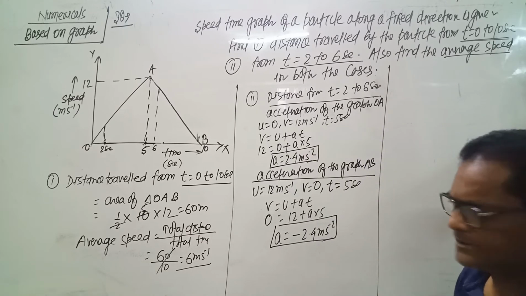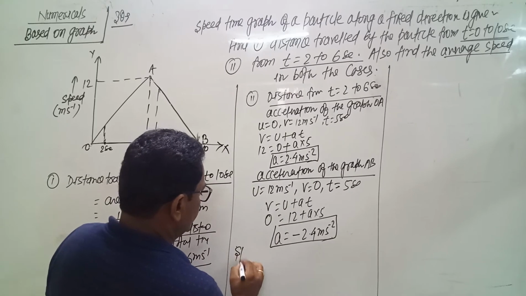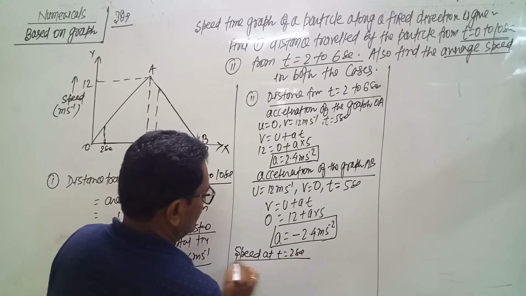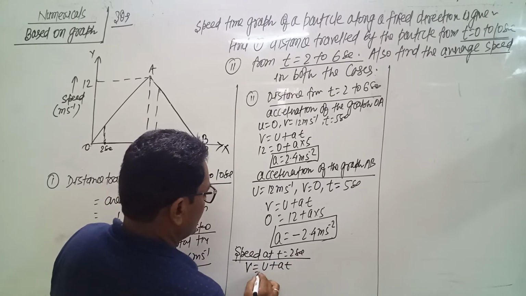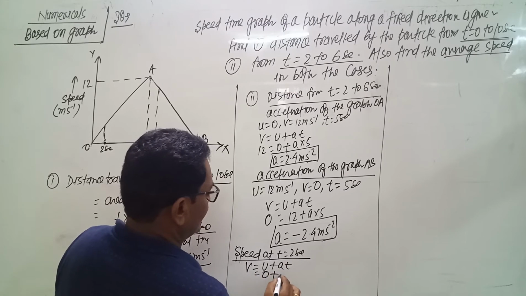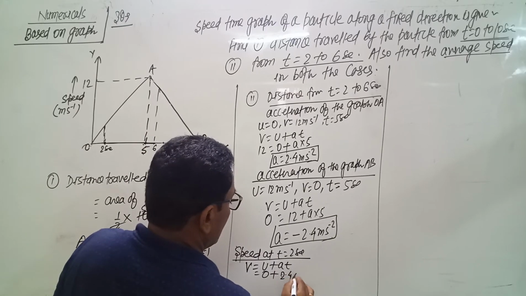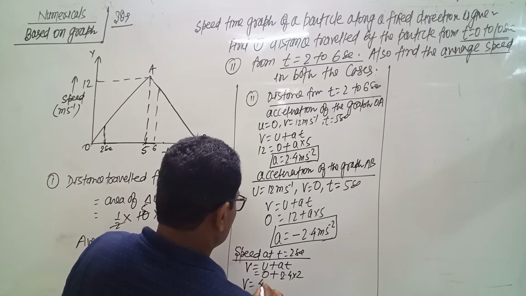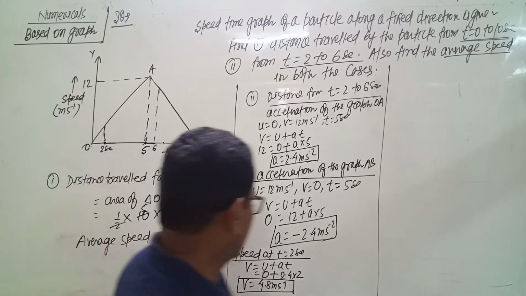Now we find the velocity, or speed, at t equals 2 seconds. So v equals u plus at. Initial speed u is 0, acceleration in this graph OA is 2.4 and time is 2. So v becomes 4.8 meter per second. This is the speed at time t equals 2 seconds.